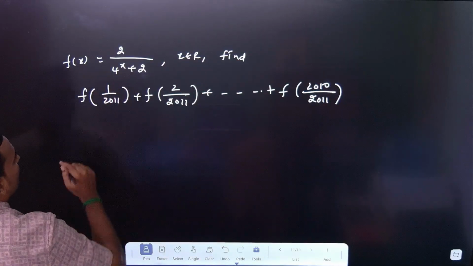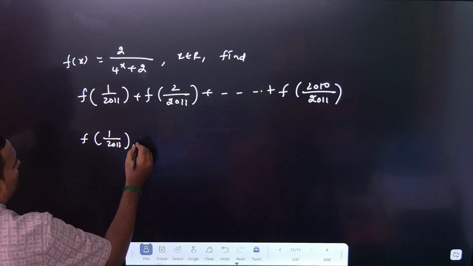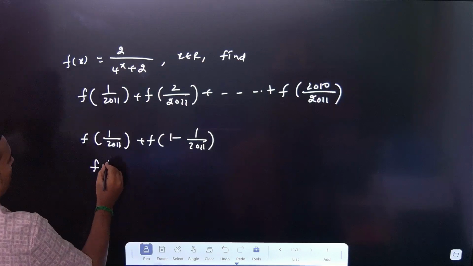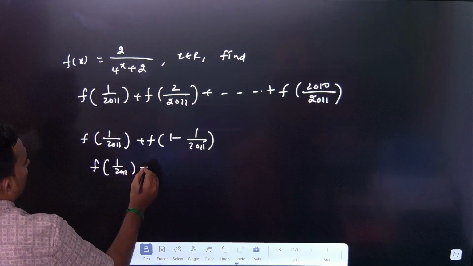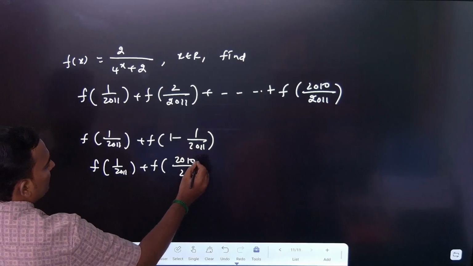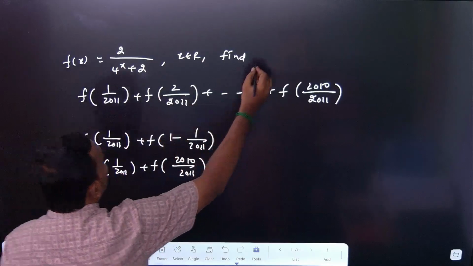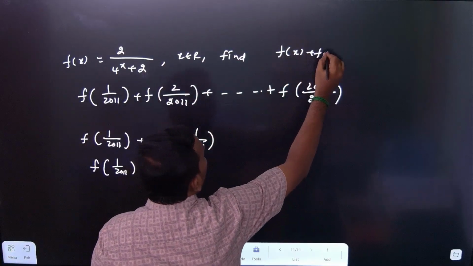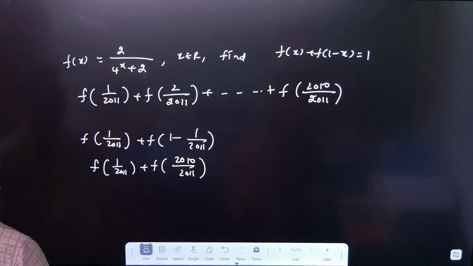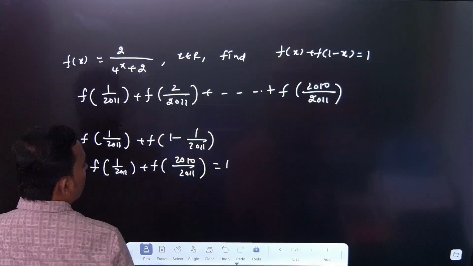So you just observe that f of 1 by 2011, this is f of x, plus f of 1 minus 1 by 2011, you can do it, f of 1 by 2011 plus f of 2011 minus 1, 2010 divided by 2011. So definitely if you add this, what I am telling is f of x plus f of 1 minus x, you can check, is equal to 1, right? Just replace x by 1 minus x, you simplify, you will get 1. So this will be 1, right?